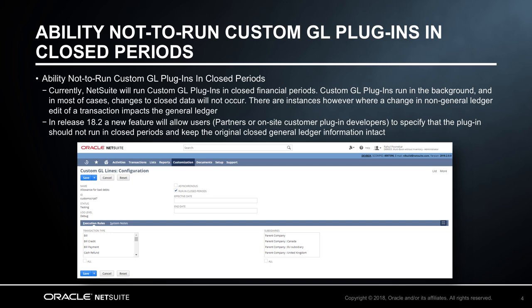There are instances, however, where a change in a non-general ledger edit of a transaction impacts the general ledger. In Release 18.2, a new feature will allow users, partners, or on-site customer plugin developers to specify that the plugin should not run in closed periods and keep the original closed general ledger information intact.